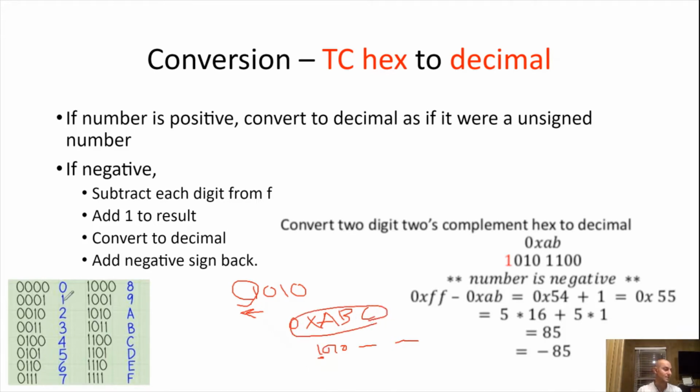And if you look at this table, you see from 0 to 7, all of these start with 0. But then from 8 to F, they're all starting with 1. So as a rule, if your hex number starts with 8, 9, A, B, C, all the way through F, then you're dealing with a negative number. So that's the first thing to know here. The rest of the rules are the same.